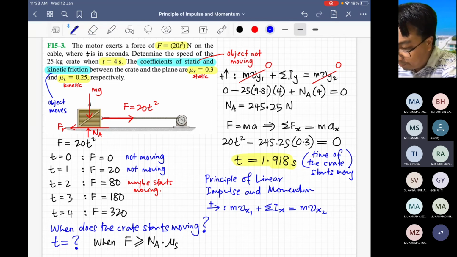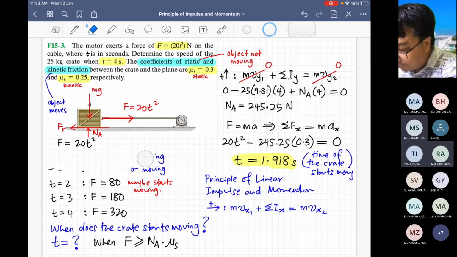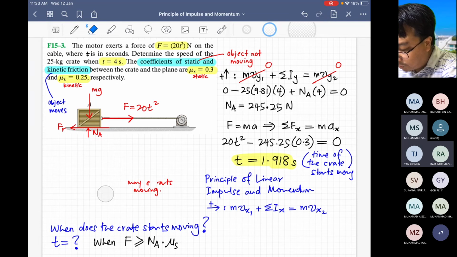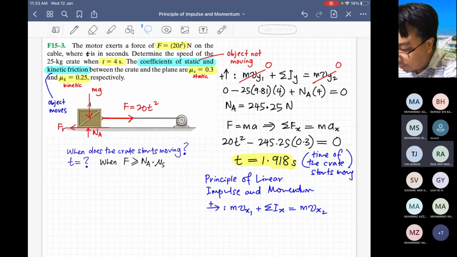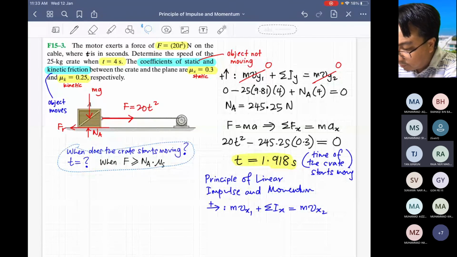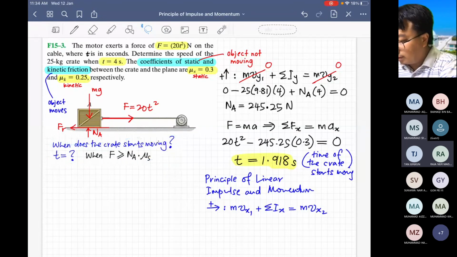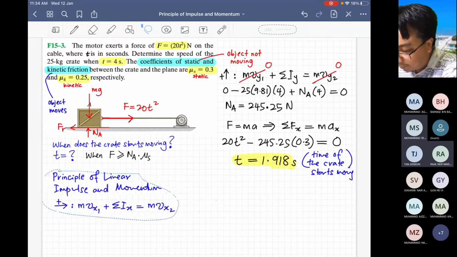Saya padam sikit yang ni so that we can have more space for the calculation. Okay, I will bring this up. Okay. So yang ni saya boleh bawa ke kiri sikit.